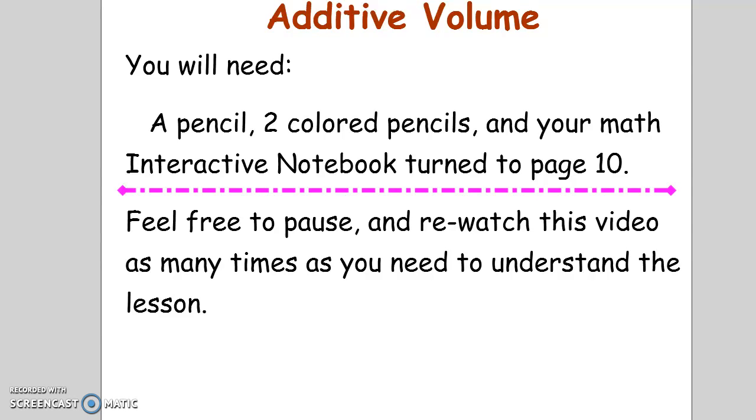Hey guys, it's more additive volume. Alrighty, you're going to need the same materials as before: a pencil, two colored pencils, and your math interactive notebook. Turn to page 10. Remember, you can pause and re-watch this video as many times as you need to understand the lesson. Let's get started.